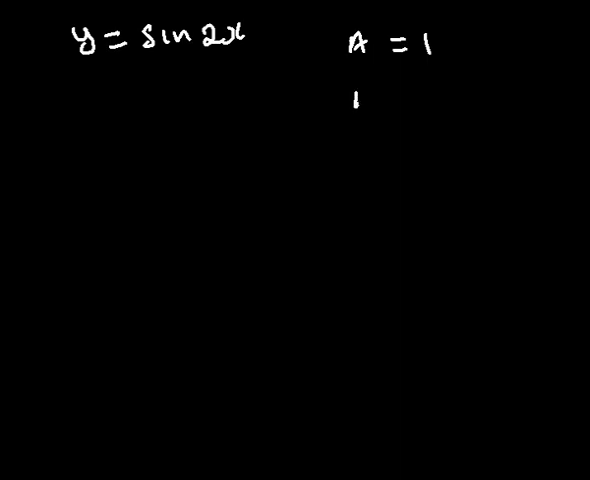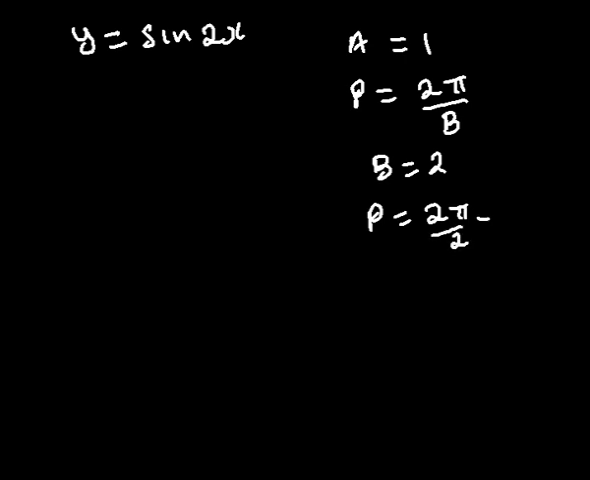And we need to have the period. What is the formula for the period? It is 2 pi over the coefficient of x. So what is the coefficient of x? We have it as 2. And therefore the period is given as 2 pi divided by 2, which is the same as pi.